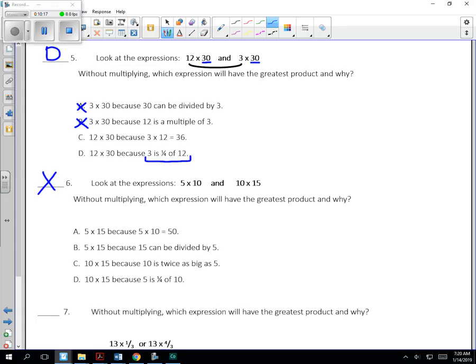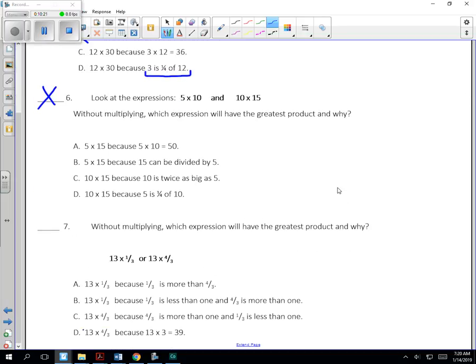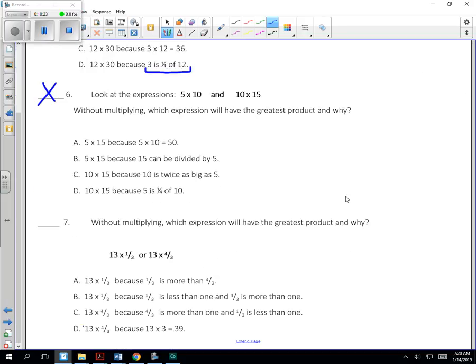Again, we're going to skip number 6 because I do not like the answers given. And we're going to look at number 7. Without multiplying, which expression will have the greatest product and why? 13 times a third or 13 times 4/3.